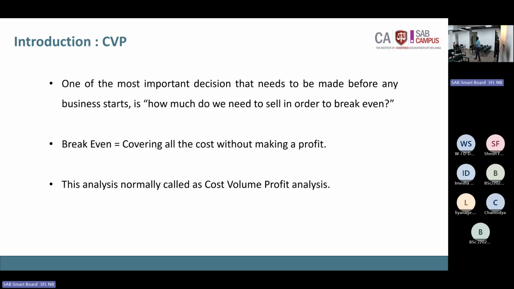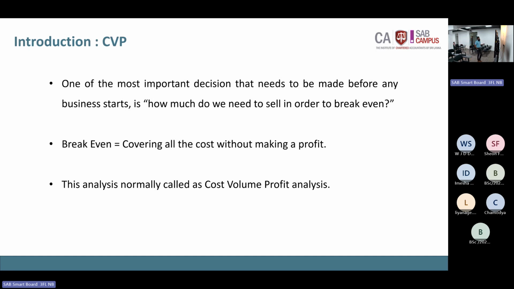Right. So CVP analysis means the cost volume profit analysis. The main calculation of CVP analysis is the break-even point. But the break-even point is not the only calculation that we do. CVP analysis means the cost volume profit analysis. So there is a lot of information that we can gather by doing the CVP analysis apart from the break-even point.